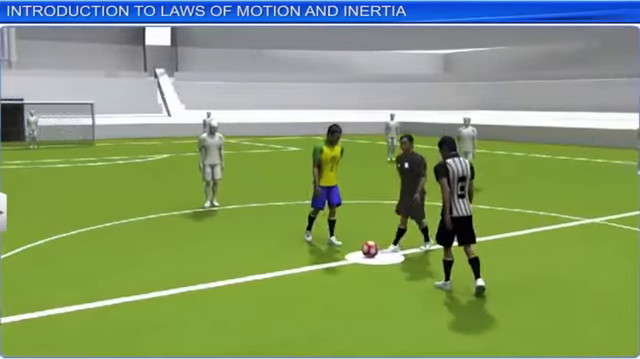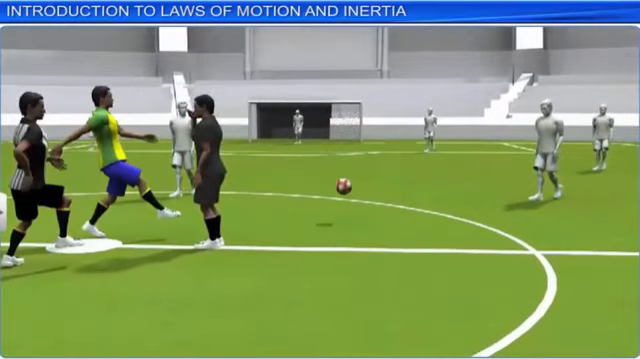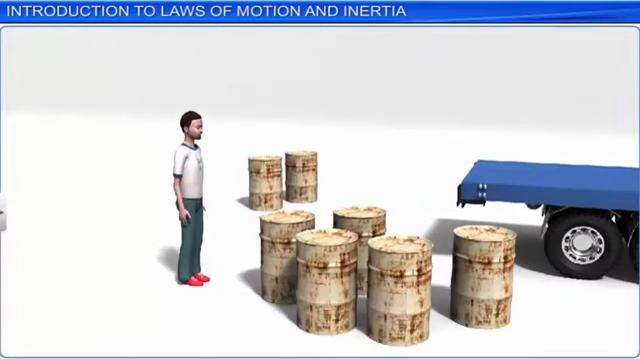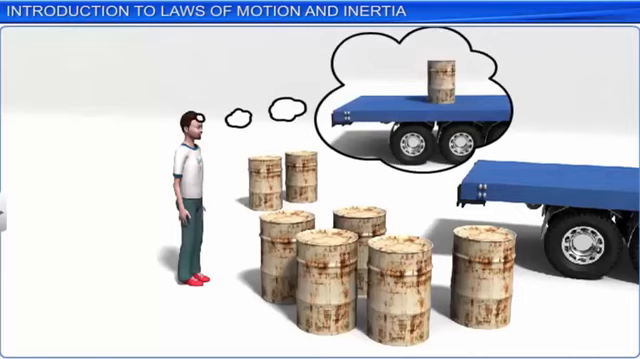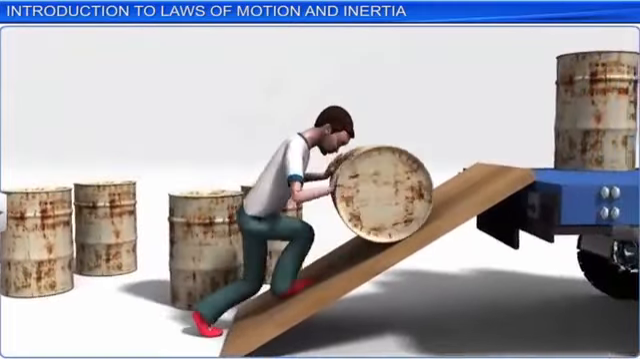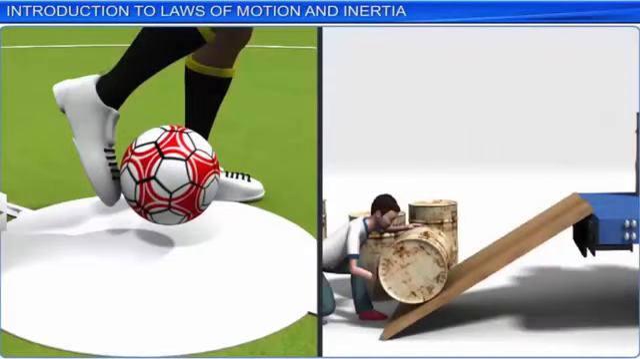Let us take the example of the start of a football match. The football would not move until a player kicks it. If you want to load a barrel onto a truck, will it go up just by itself because you want it to? No. You have to either lift it or roll it onto the truck. In each of these cases, the body was at rest until an external force was applied to move it.